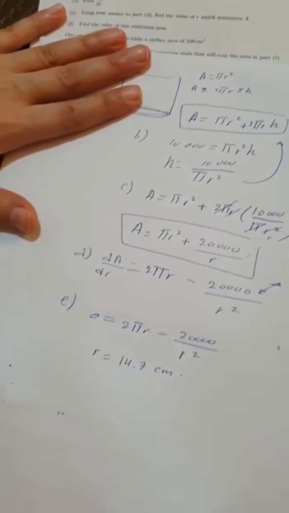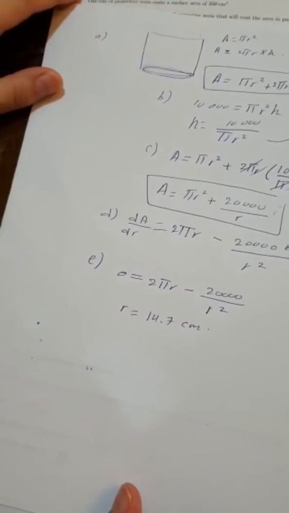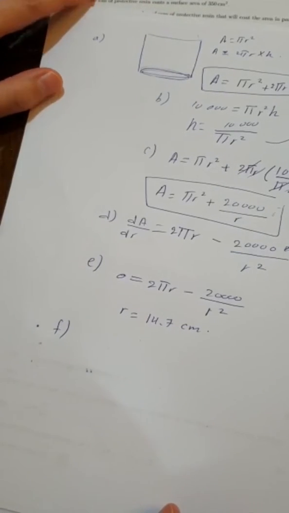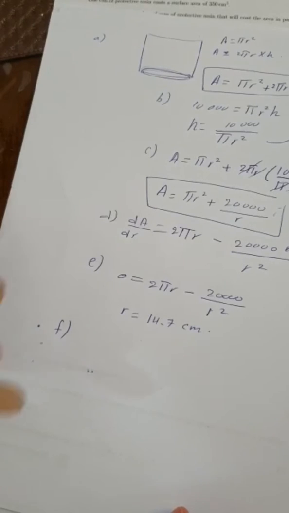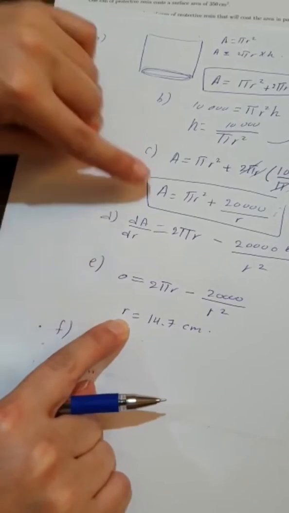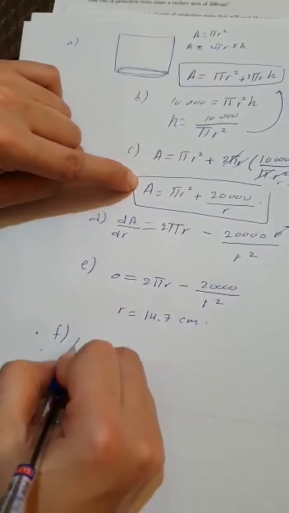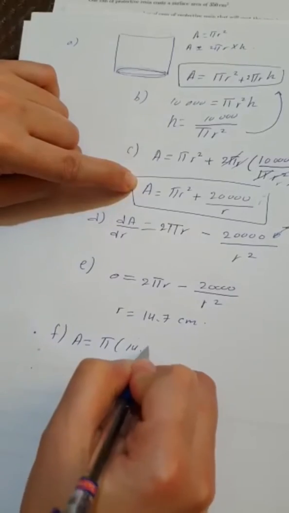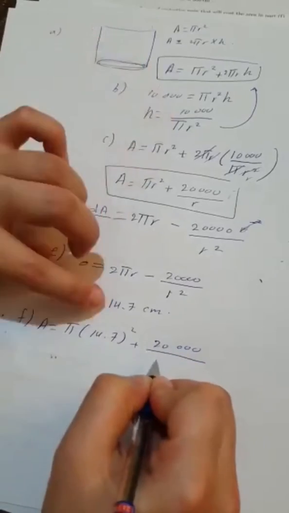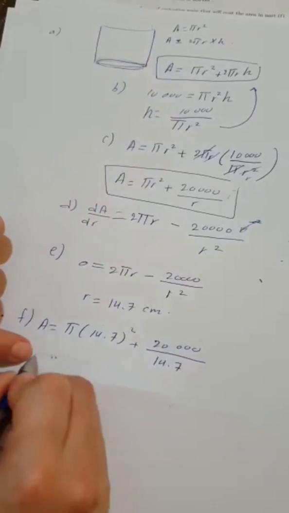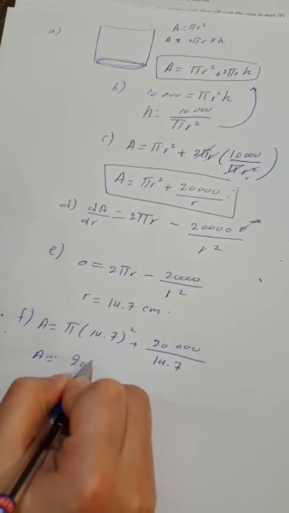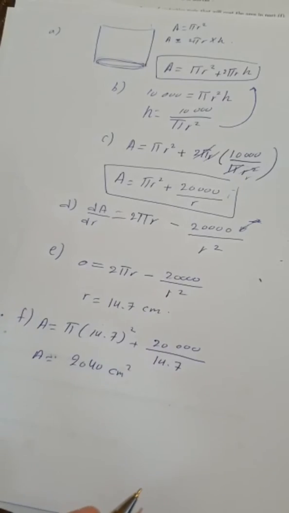Okay, now I'm going to go for the next part, part F. In part F, they asked me to find the value of this minimum area. If I want to find the value of the minimum area, this means I need to replace r in this rule. So I'm going to say area equal to π multiplied by 14.7 squared plus 20,000 over this r, which is 14.7. And after solving all of this, I'm going to get the area equal to 2040 centimeters squared. Remember to put the unit.